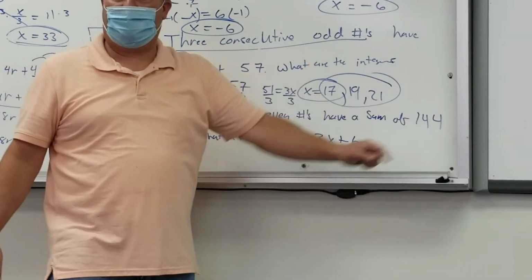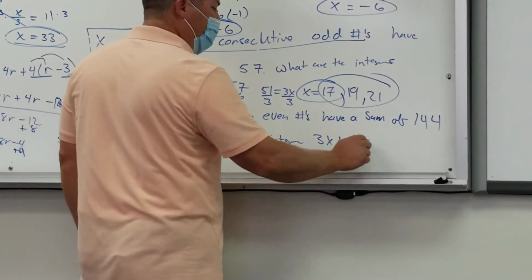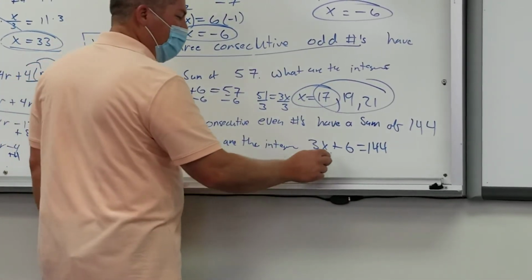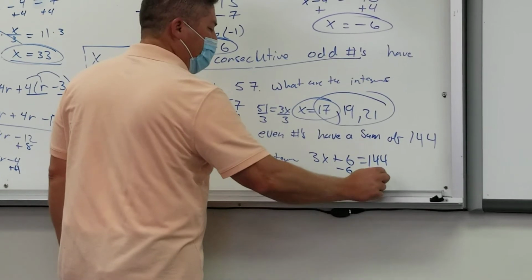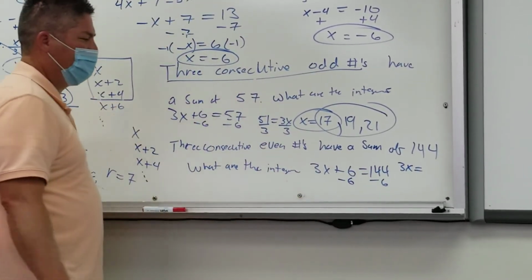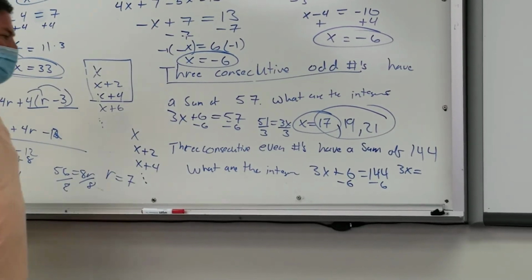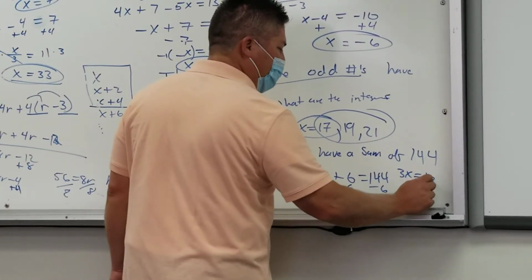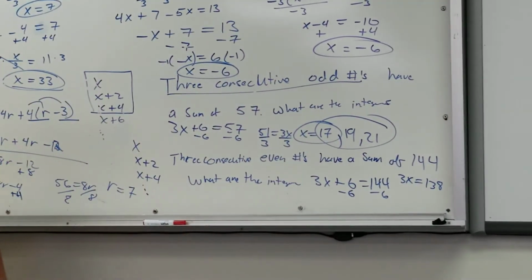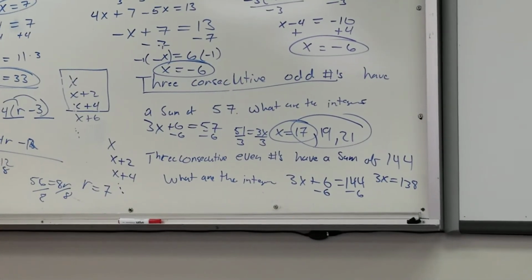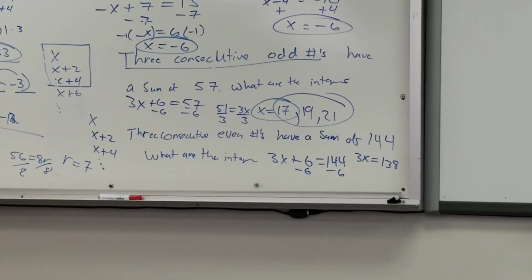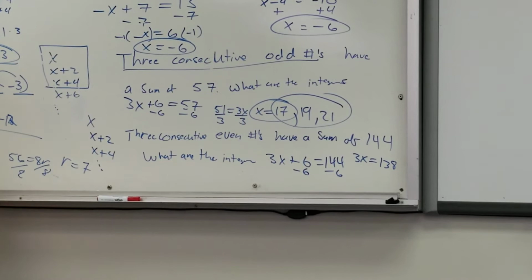It will equal what, though? 144. Subtract what? 6. That's going to give you 3x equals 138. Okay. Like I said, I'm really bad at math. Kate's really good at math. It's really weird, because I can't add or subtract to save my life, honestly. But I know the process, I just don't know how to do it all in my head.